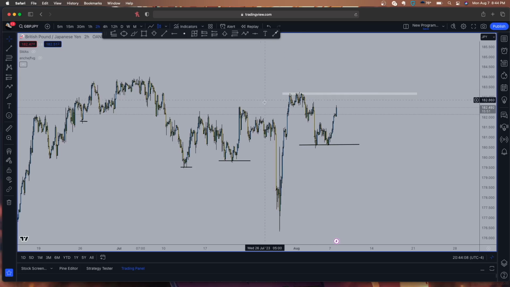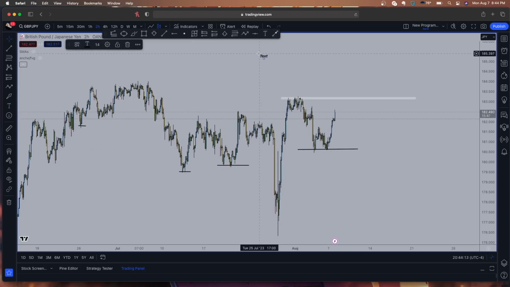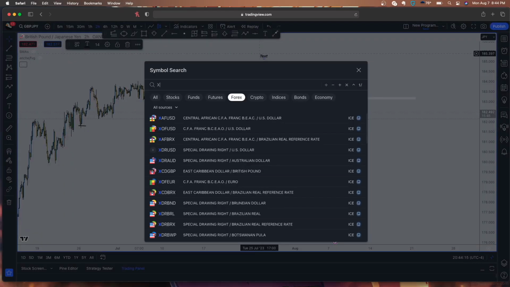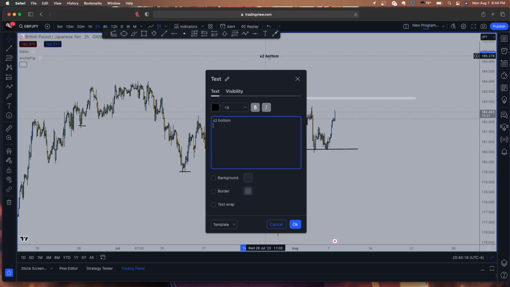I have a couple examples of a double bottom, but we're going to start off with what the double bottom actually is. I usually mark off a double bottom by putting X2 bottom, so when you see that, it's a double bottom. A double bottom is a bullish confluence variation, where you're going to notice that when you get this, it should add towards your bullish confluence, towards your bullish bias.